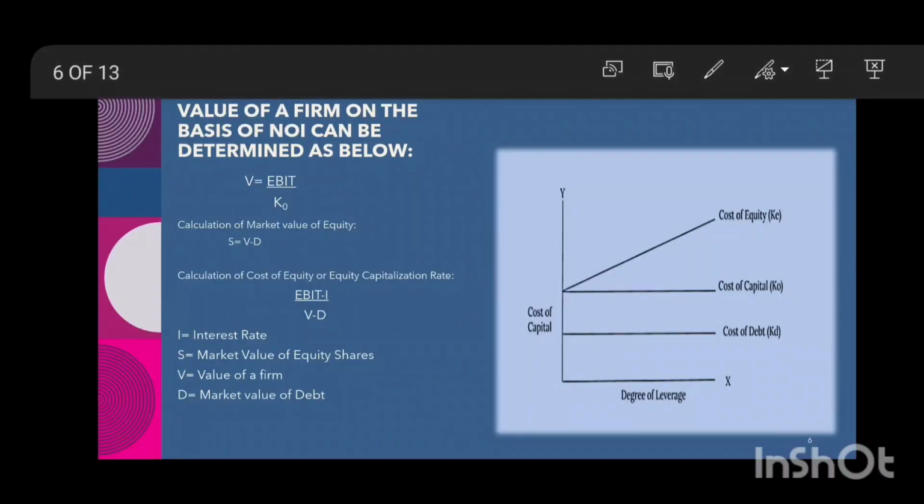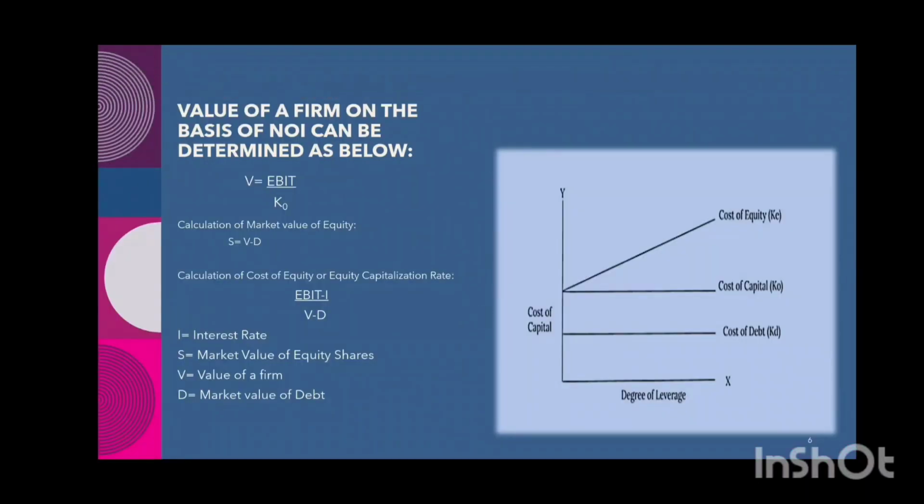When we divide EBIT by overall cost of capital, we can calculate value of firm, and market value of equity can be computed by subtracting market value of debt from the total value of firm. The formula to calculate cost of equity is EBIT minus interest divided by V minus D. This diagram of net operating income also explains that cost of capital remains the same irrespective of debt equity mix.